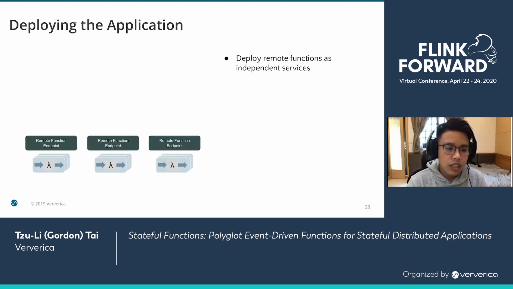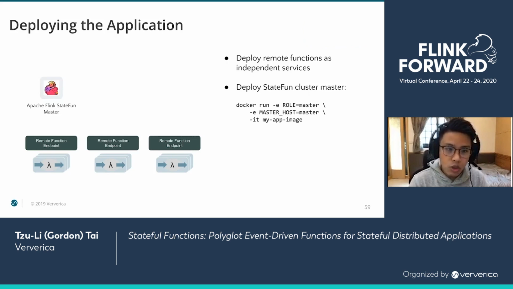Now finally, when deployed, what this application looks like is, first of all, you would deploy remote functions as standalone services behind endpoints. So this has nothing to do with the Flink statefun cluster yet. And then using the image that you just built, you will start deploying the components of your statefun cluster.